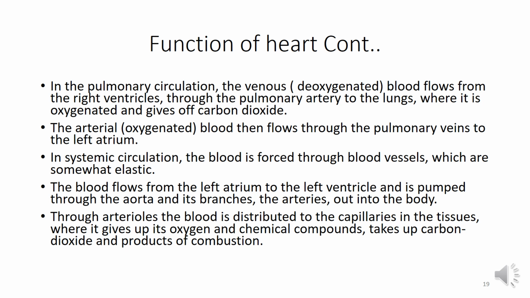In the pulmonary circulation, the venous, that is deoxygenated, blood flows from the right ventricle through the pulmonary artery to the lungs, where it is oxygenated and gives off carbon dioxide. The arterial, that is oxygenated, blood then flows through the pulmonary veins to the left atrium.